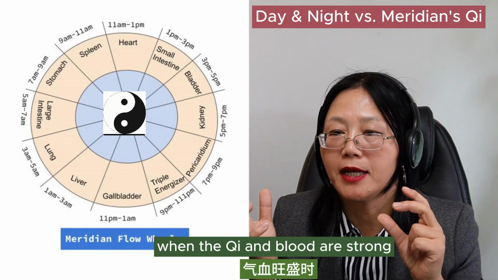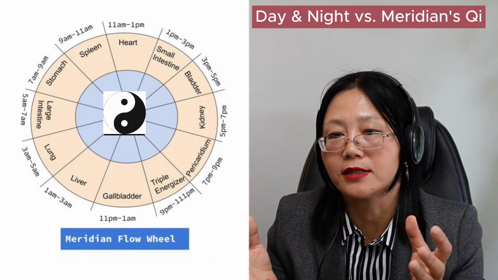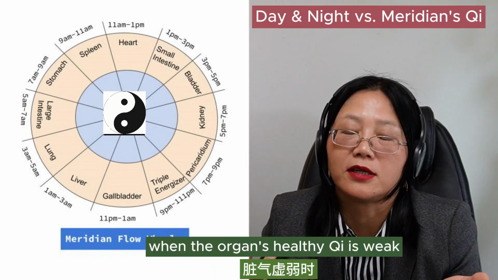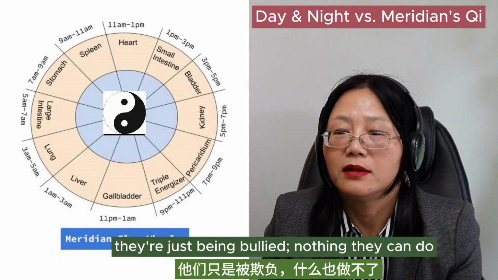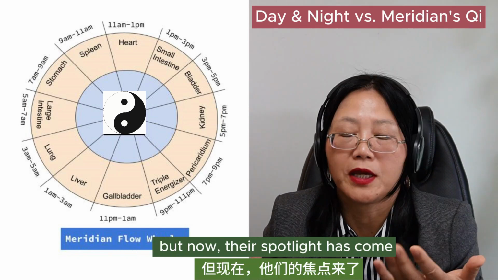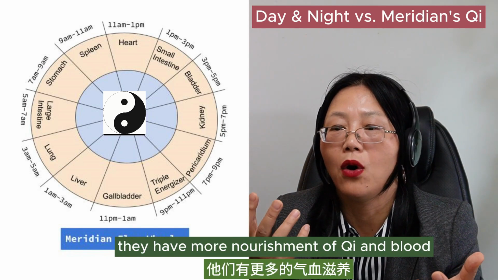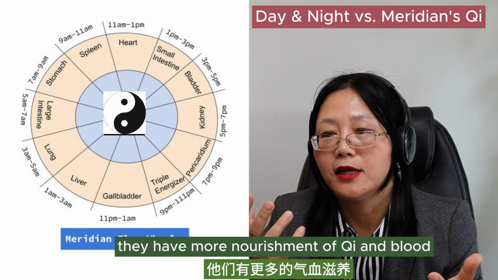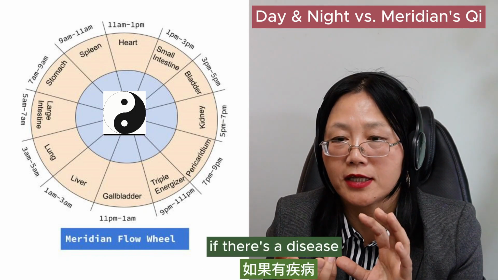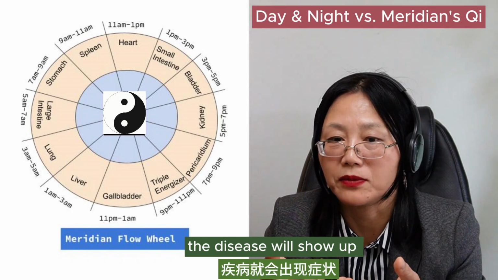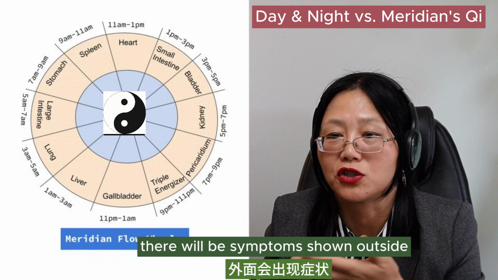When the qi and blood are strong, they start to fight. For example, if one organ has a disease, when the organ's qi is weak, it's just being bullied by pathogens, and there's nothing it can do. But now its spotlight comes. Relatively speaking, it has its good time, with more nourishment of qi and blood. It will start to fight. During that period, if there's a disease, the disease will show up because they started to fight. When they fight, symptoms show outside.